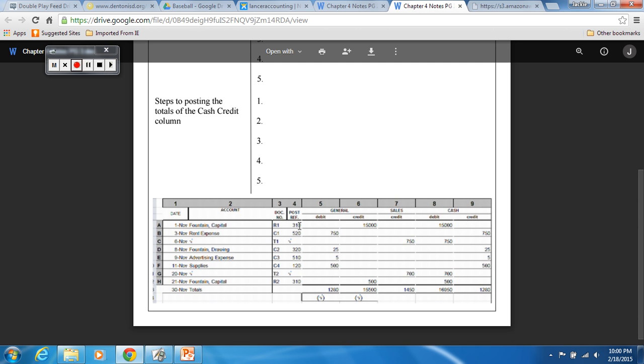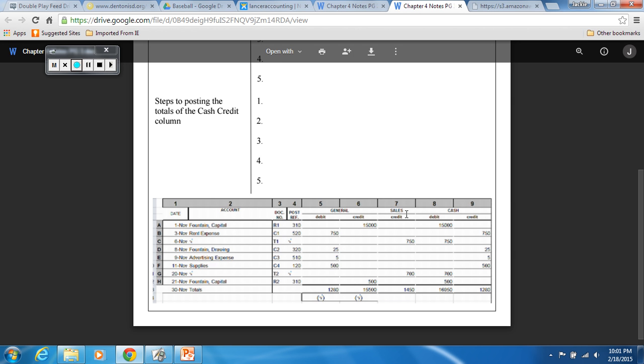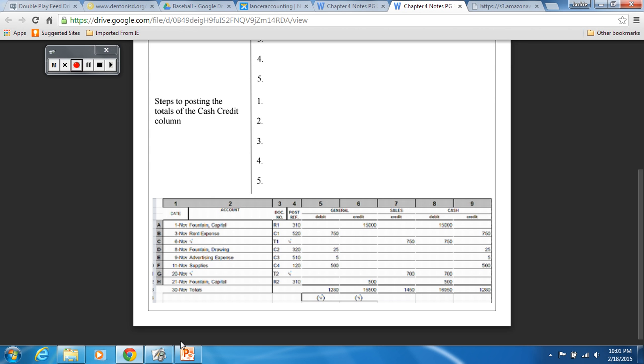Now here is the completed portion. Like I said before, you did these general debit and general credit columns. You posted everything. You put your check marks down here at the bottom. Now we're working on the sales credit, and then cash debit and cash credit also. Alright, so let's take a look at what you do. So these are all posted. First of all, the general amount columns, like we said, are posted individually, each line. Now the sales and the cash, like I said, way easier. You only post the totals at the bottom. That's it. That's all you have to do.